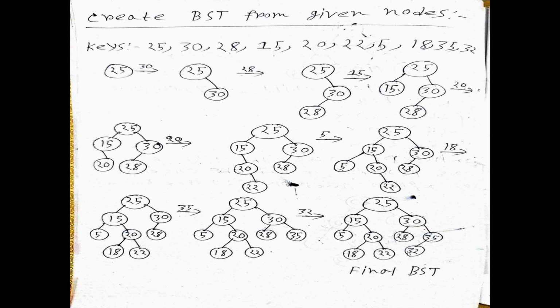So this is the short way how we can create a binary search tree. I think it is clear how we can create a binary search tree from the given keys. I think the rules are clear, because they are very important.